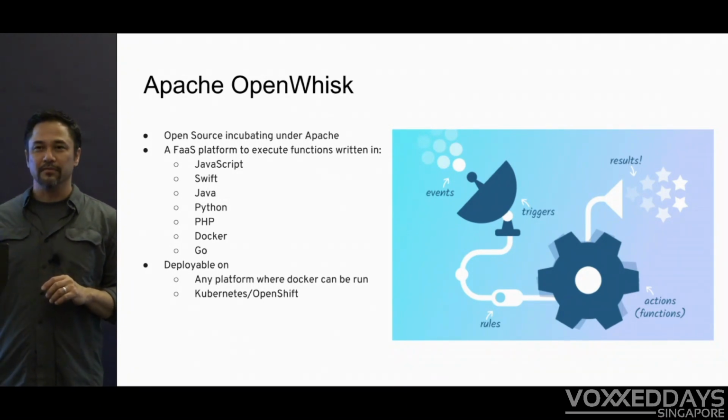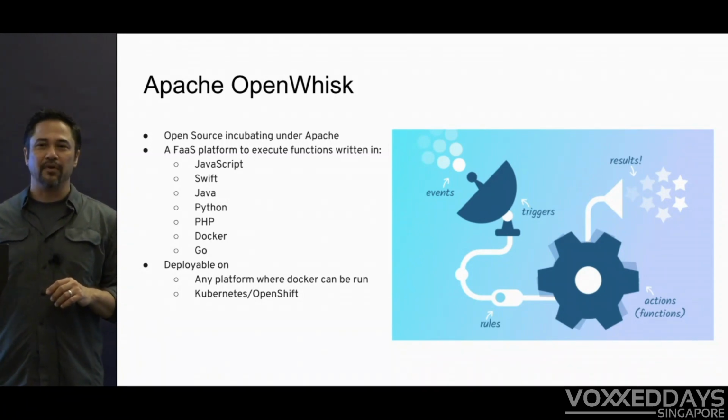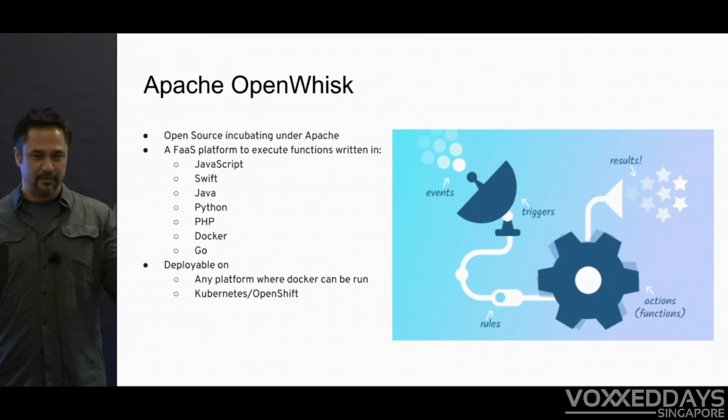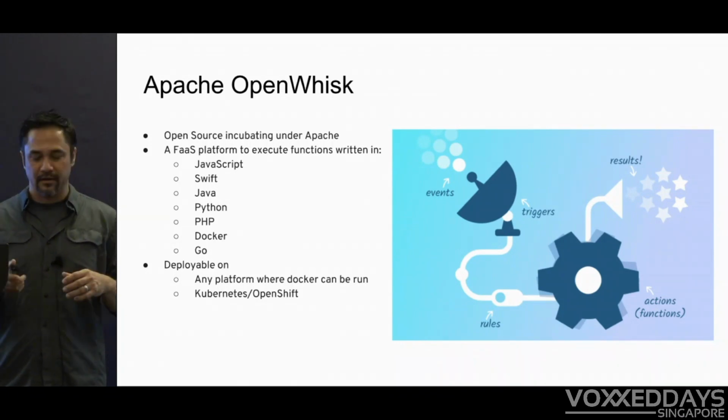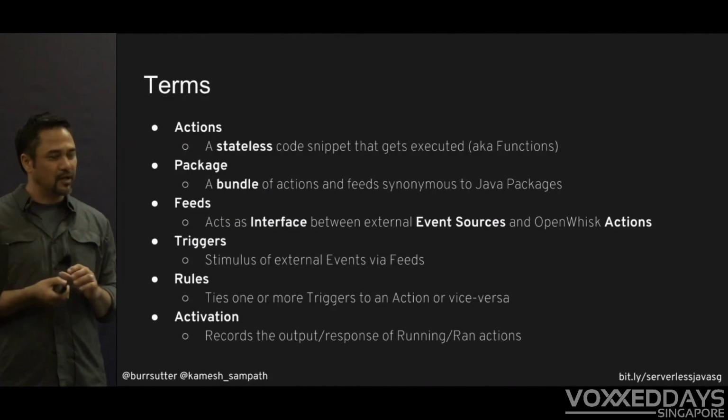And it's deployable to wherever Docker can run. And of course, what we've been doing at Red Hat is focusing on deploying it on Kubernetes and OpenShift, just like the system you saw earlier when we did our keynote demonstration, okay? So there's a lot of cool things in here you have to start learning about OpenWhisk.